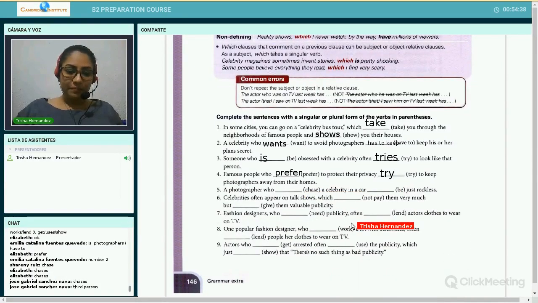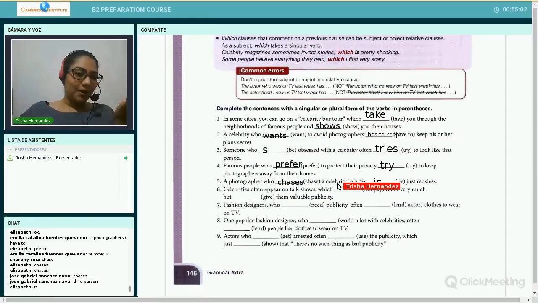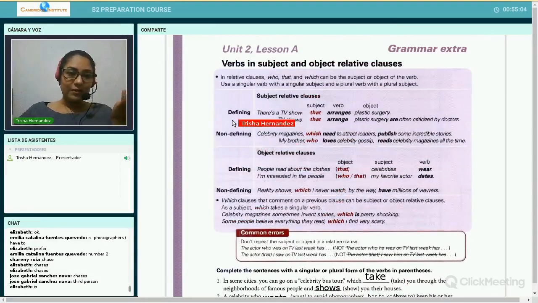It's defining. A photographer who chases, in this case, because it's defining that it's a photographer, chases a celebrity in the car or in a car. There is no other option in this one. It's just regular with the verb to be. Is, yes. In the grammar here it says that if it's defining or non-defining, you see? And we have here the examples.